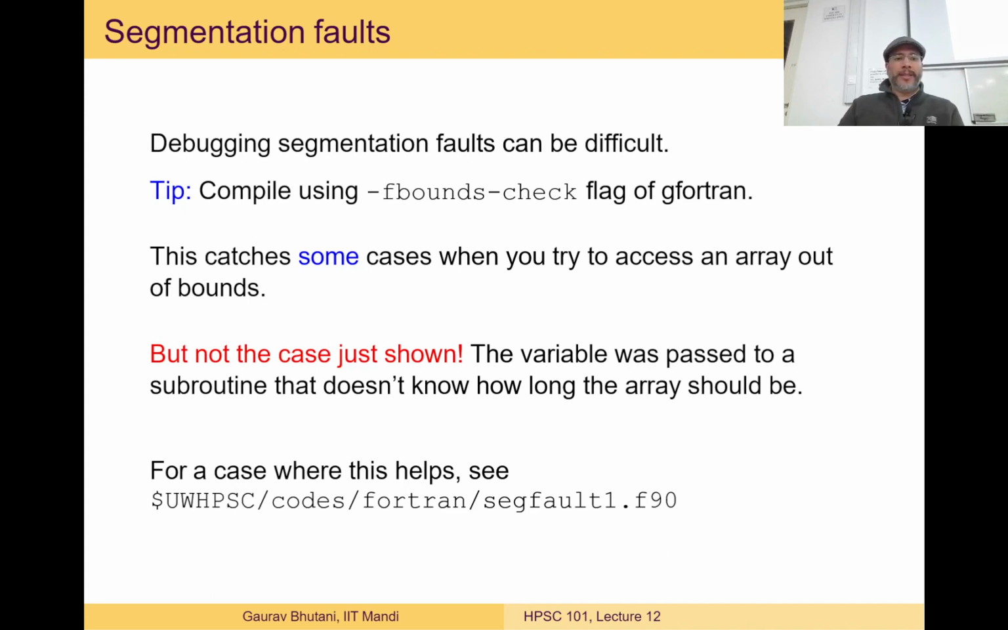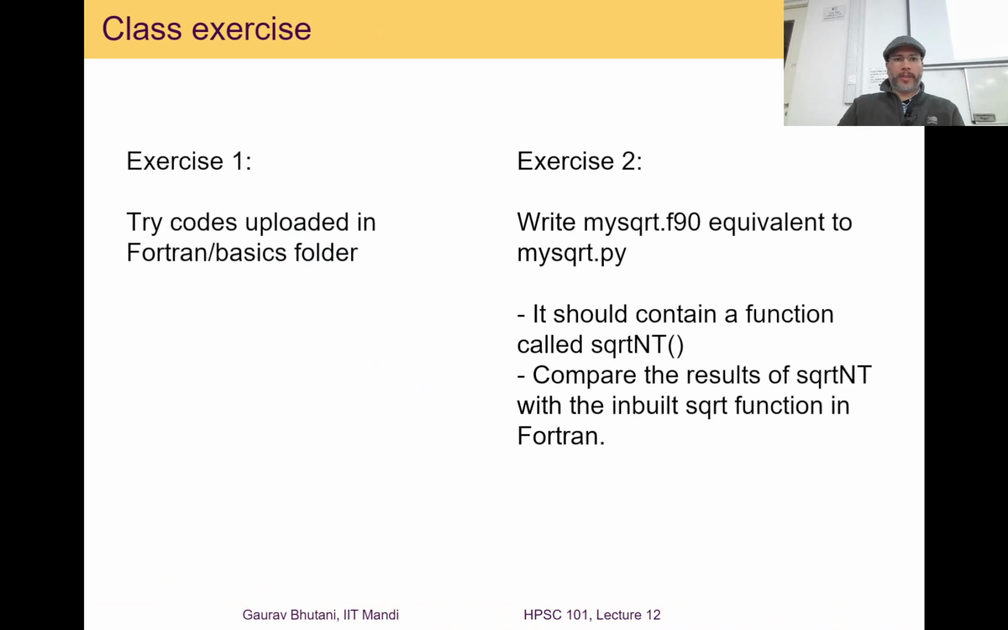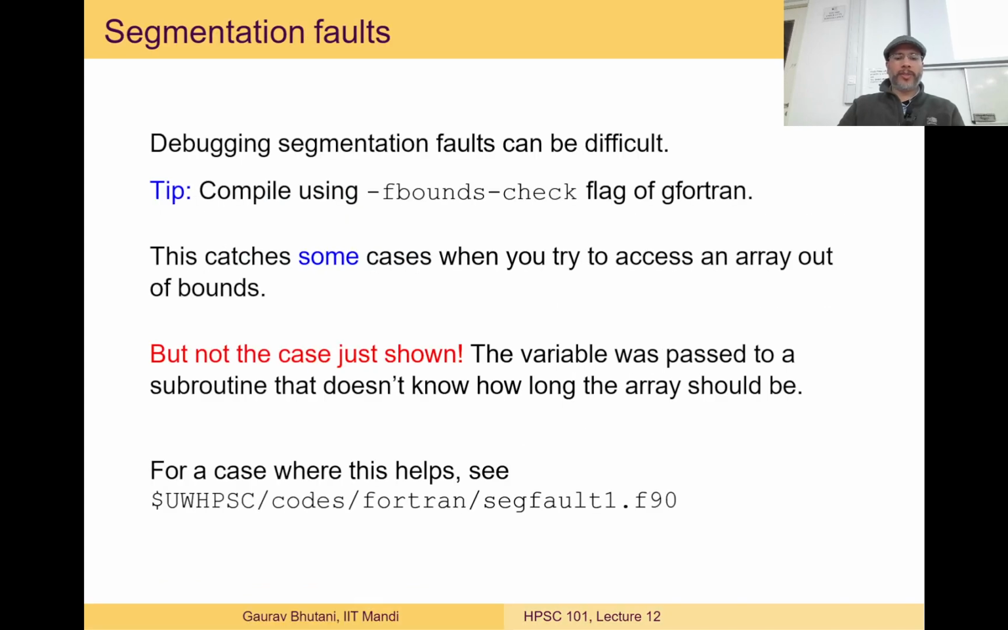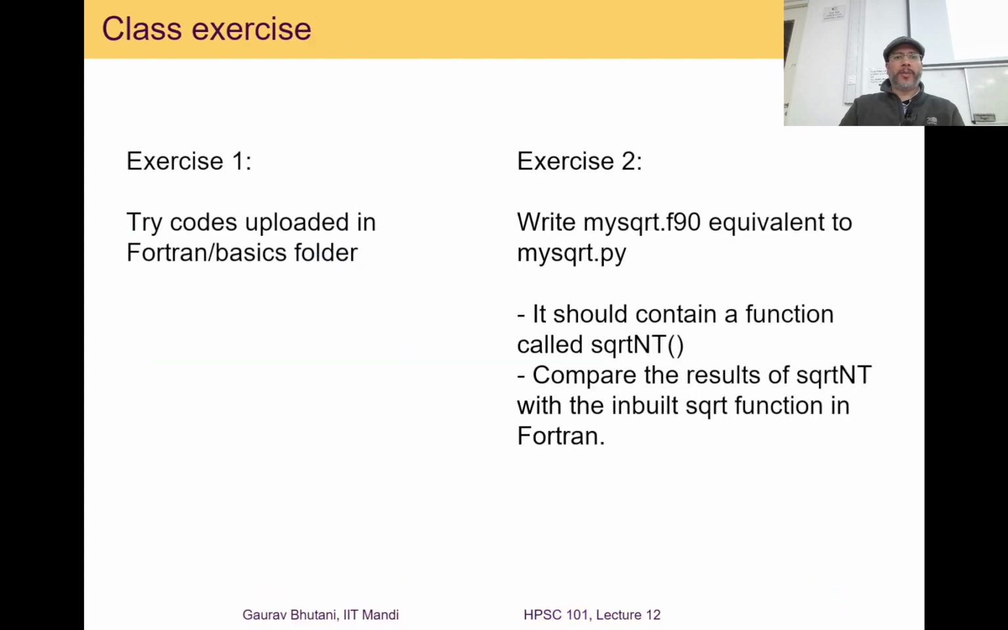Okay. In this problem, it will not happen because the variable we had passed to the subroutine had no idea how long the array should be. But there is a code called segfault1.f90 that we will try now, which is where this idea will work. So let me demonstrate that to you, and then you can start working on the exercise.